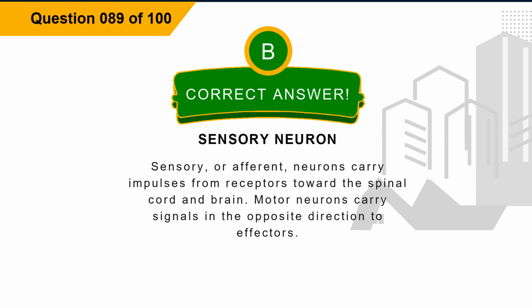The correct answer is option B, sensory neuron. Explanation: sensory, or afferent, neurons carry impulses from receptors toward the spinal cord and brain. Motor neurons carry signals in the opposite direction to effectors.